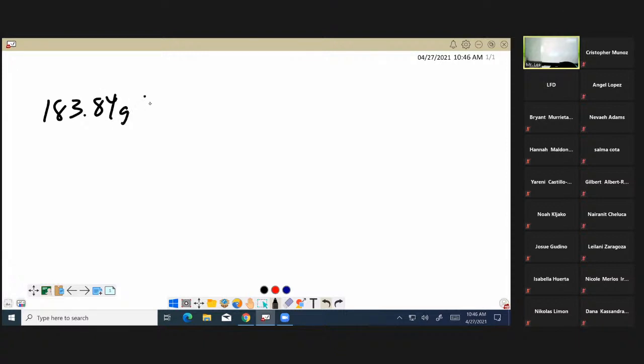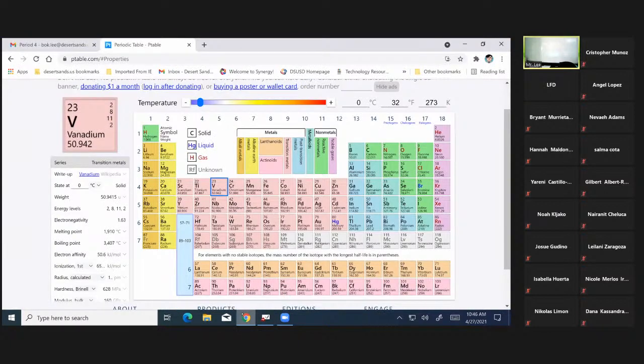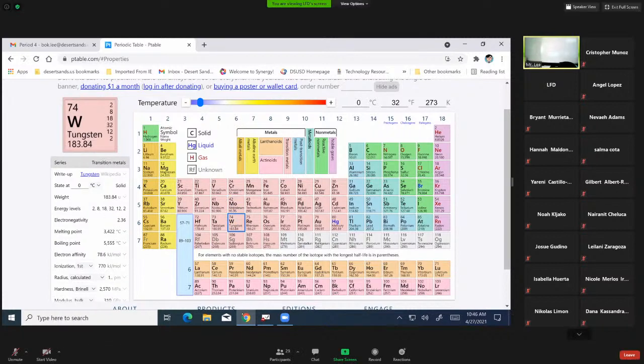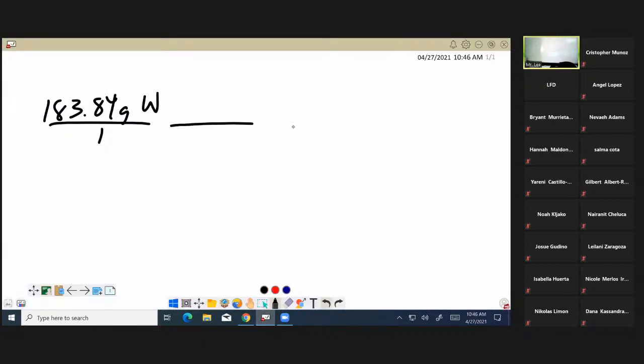183.84 grams of tungsten. Right? And what we do is we go back to the periodic table. We look at where tungsten is. Here's tungsten. It's 183.84. 184. Round that off. All right? So we go back to our problem. Okay. So instead of saying AMUs, we have 184 grams of tungsten for every mole of tungsten.